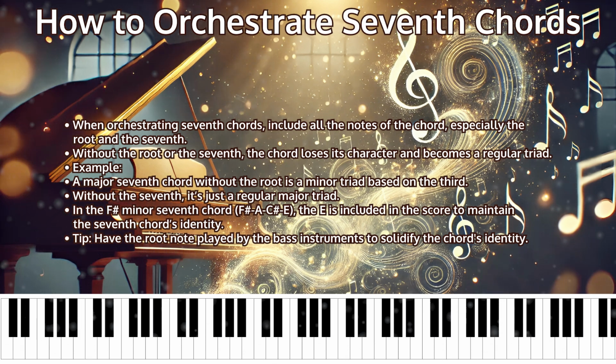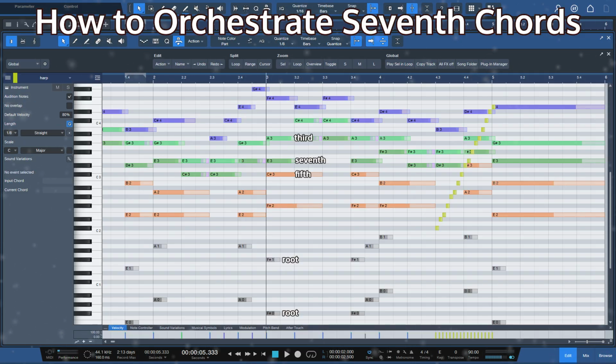It's a good strategy to have the root note played by the bass instrument. In my composition, the third chord is an F sharp minor 7th. Its notes are F sharp, A, C sharp, E. In the score, I've included the E to maintain the 7th chord's identity.